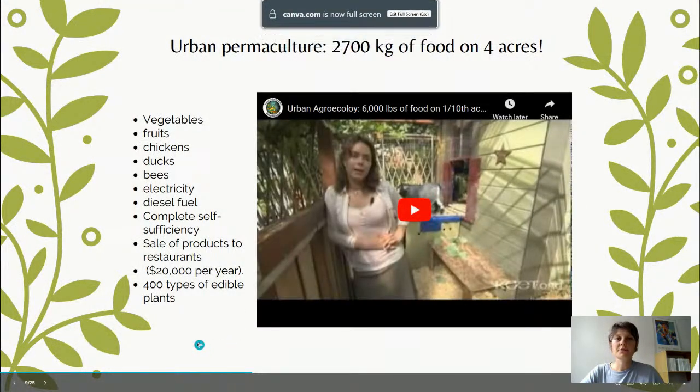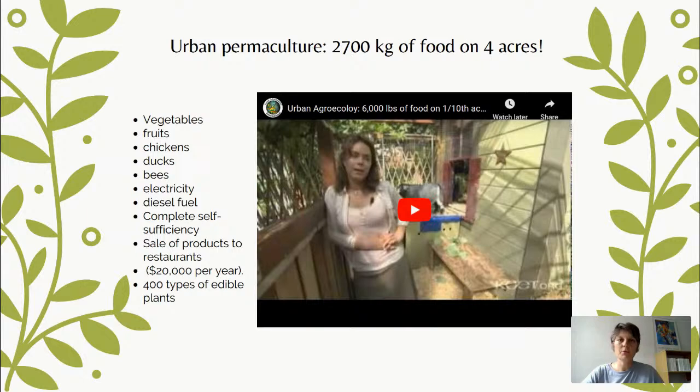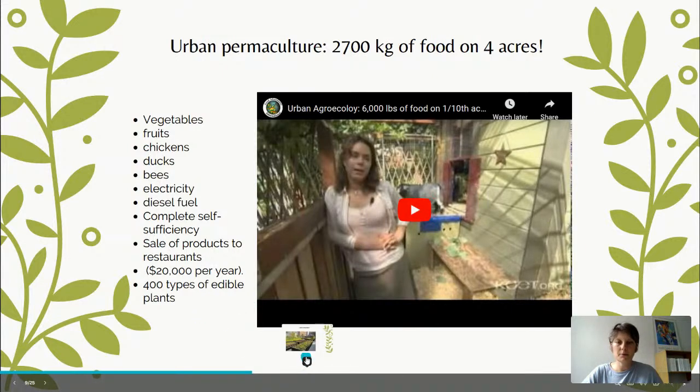Yeah, so I highly recommend to see it because it's very inspiring, an example of how you can grow food on very small areas, with a really rich variety of plants.